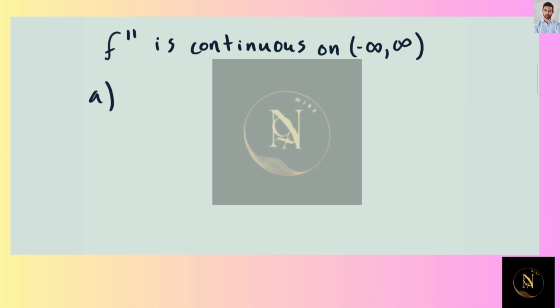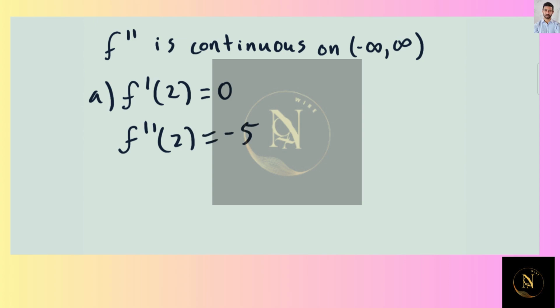In this problem, our second derivative f double prime of x is continuous for all real numbers, or from negative infinity to infinity. And in part A, we're told that f prime of 2 is equal to 0, and f double prime of 2 is equal to negative 5. And we're asked, what can we say about this function given this information?